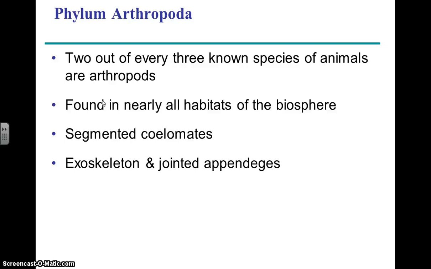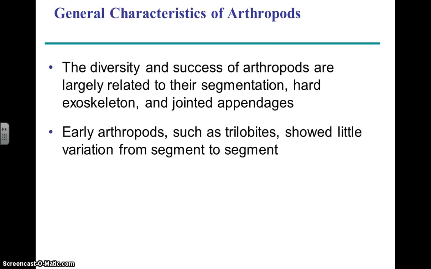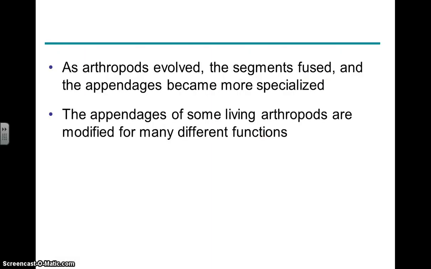Arthropoda. Now this is a very diverse, extremely diverse group. As you can see, 2 out of every 3 known species of animals. All over the place. Segmented bodies, as we'll see, and they have a true body cavity. Exoskeleton with jointed appendages, like our trilobite here, this fossil specimen. They go back a long ways and again are quite diverse.